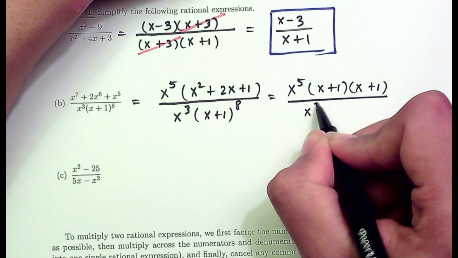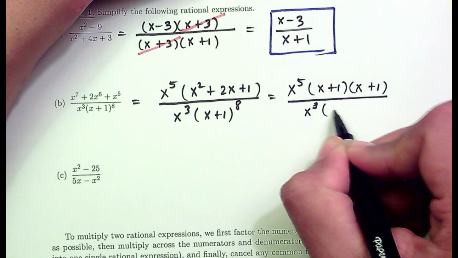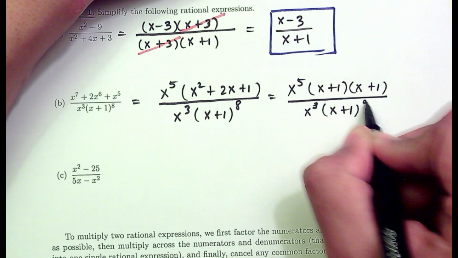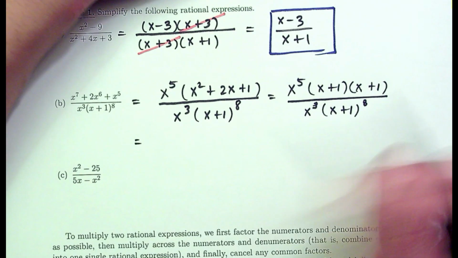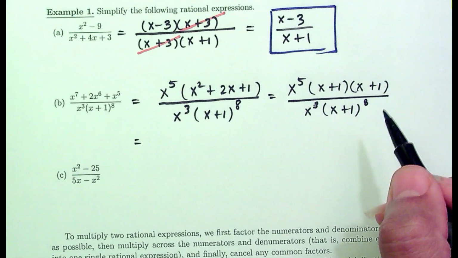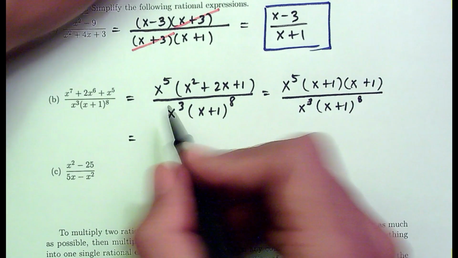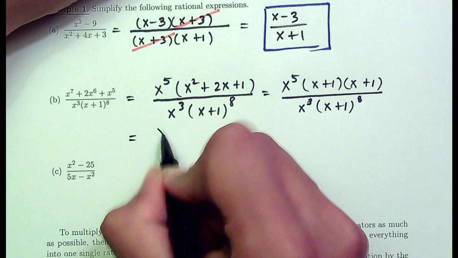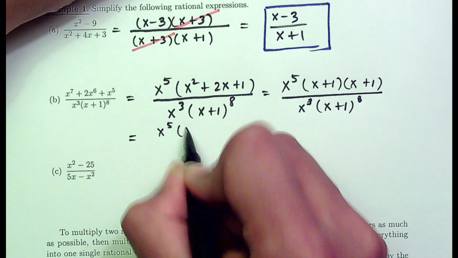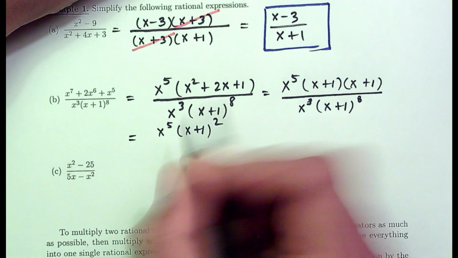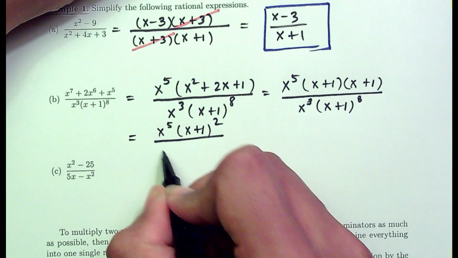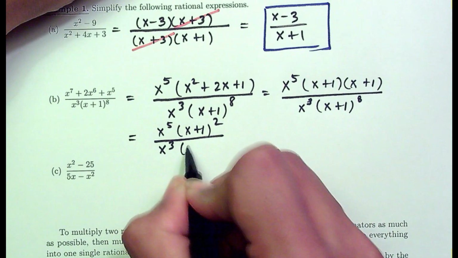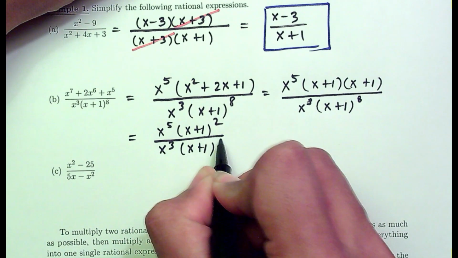The bottom is x cubed, (x plus 1) to the 8th. These x plus 1 and x plus 1 are the same factor, so we can write it a little bit simpler as x to the 5th, (x plus 1) squared over x cubed, (x plus 1) to the 8th.